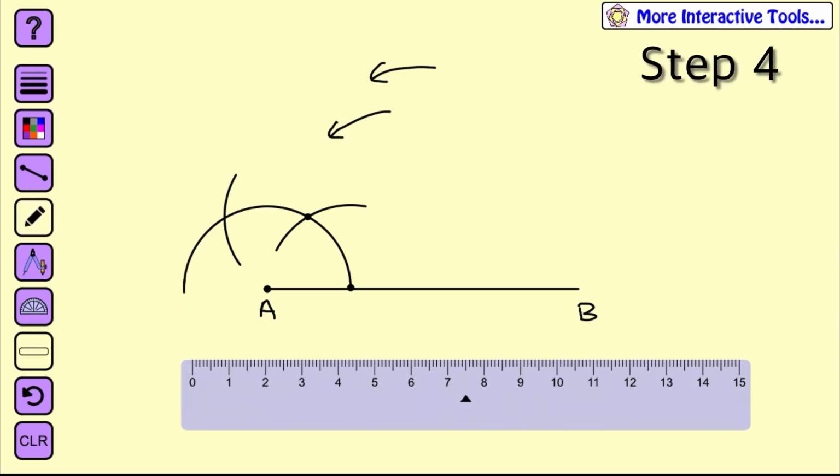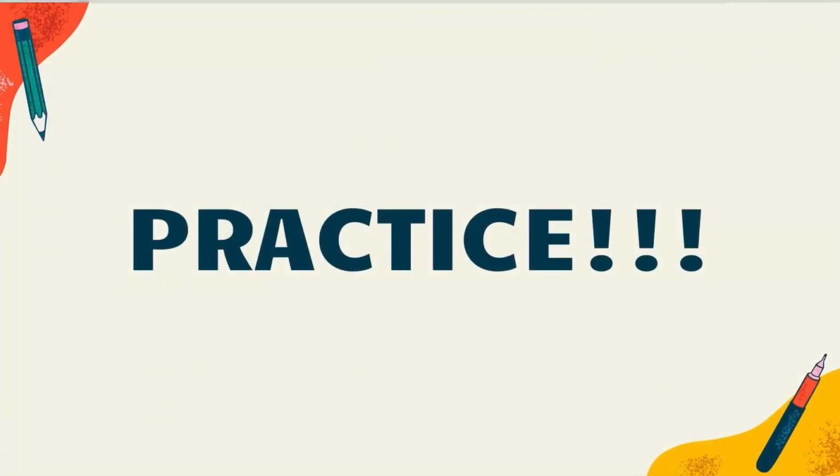And finally, we know that this intersection point and point A are going to form the 120-degree angle to look something like this. For practice, I encourage all of you to redraw the 60 and 120-degree angles from memory.